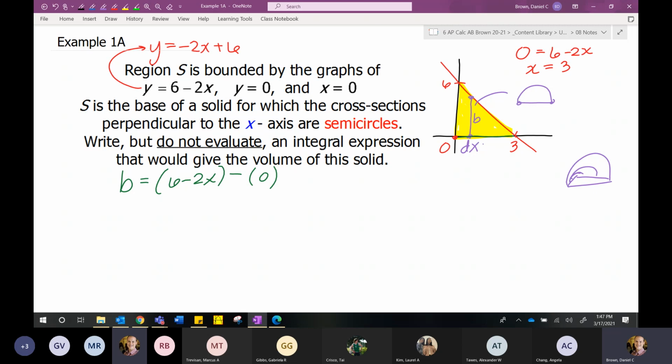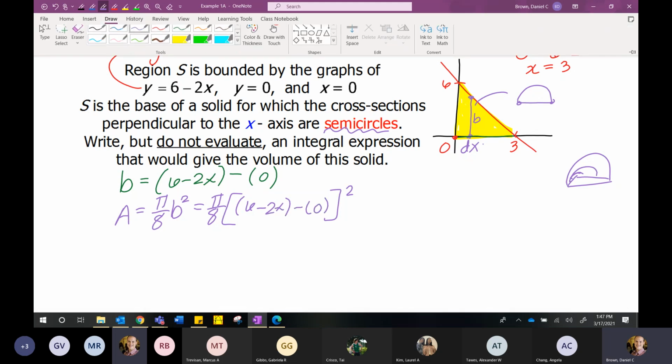Step 1. Step 2 is we want to write the area in terms of b. It tells us this is a semicircle. What's the area of a semicircle in terms of b? And look back if you need to. Pi over 8 b squared. Again, if you don't remember that, then you get to derive it each time. And then I'm going to plug in what b is equal to. So I have pi over 8 b squared. And what was b? 6 minus 2x minus the 0. And again, I could leave off that minus 0.